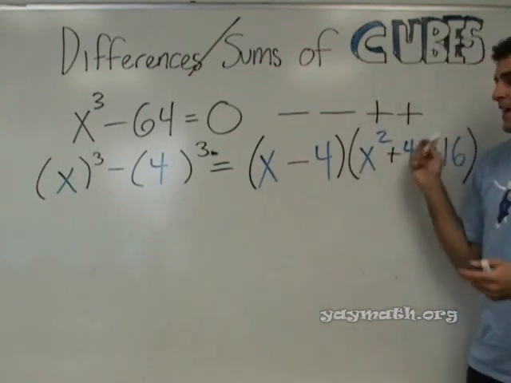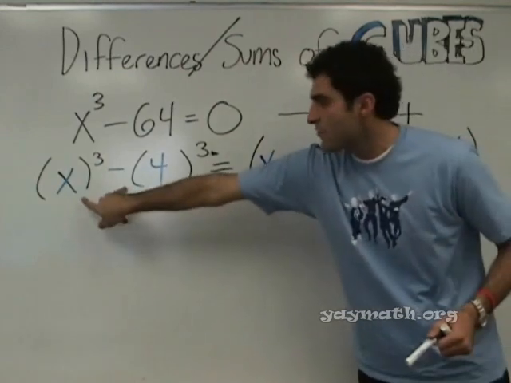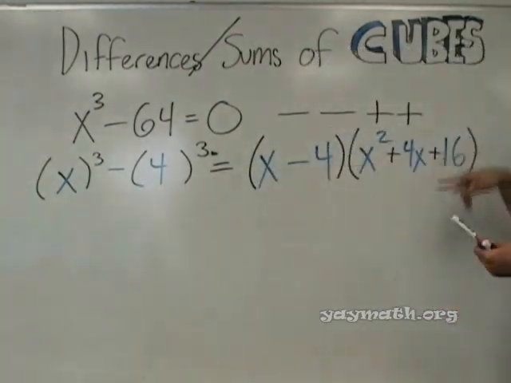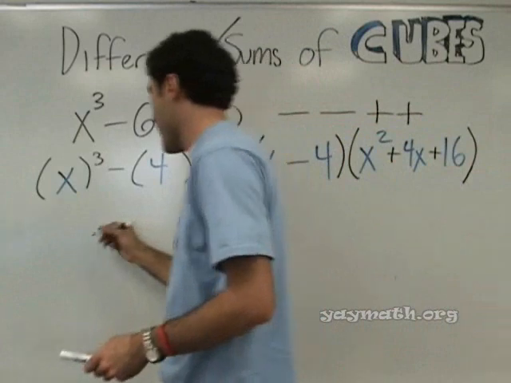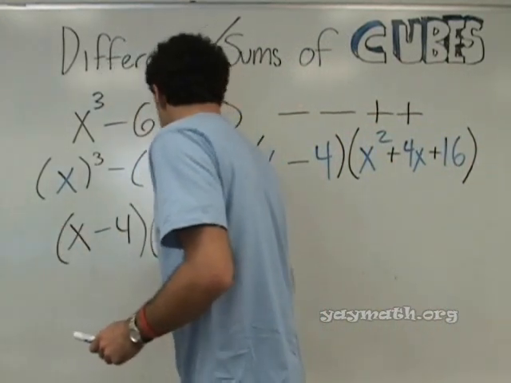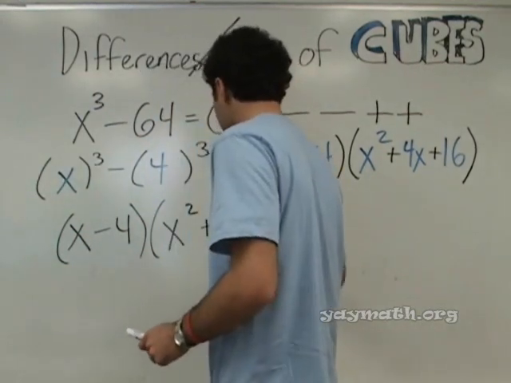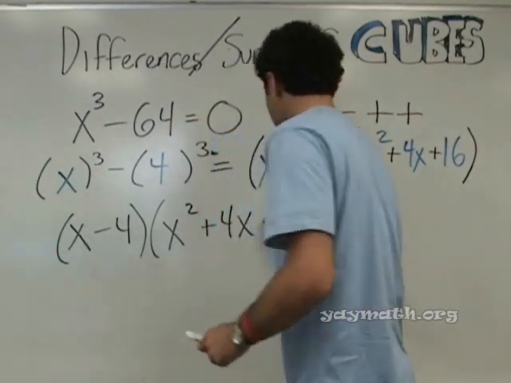Okay, so now that we factored it, we can set these two equal to 0. So this problem results in this. So we can rewrite our thing: x minus 4 times x squared plus 4x plus 16.